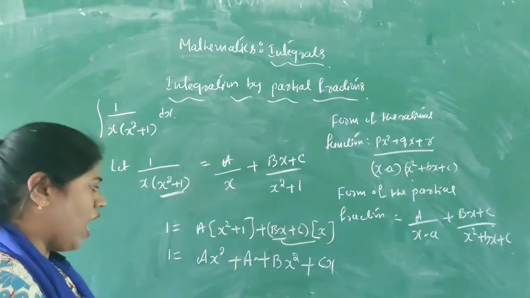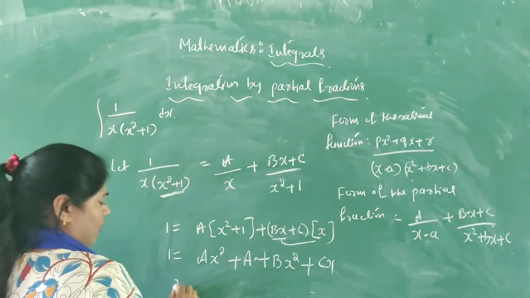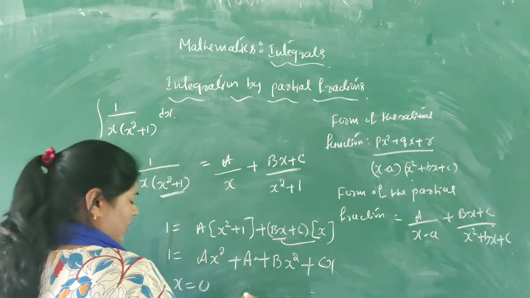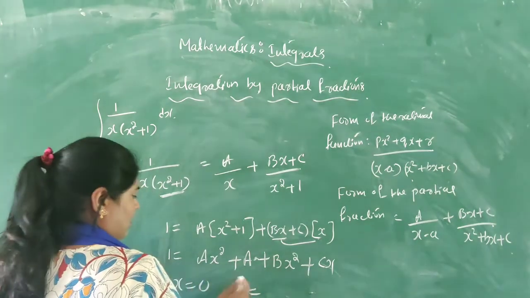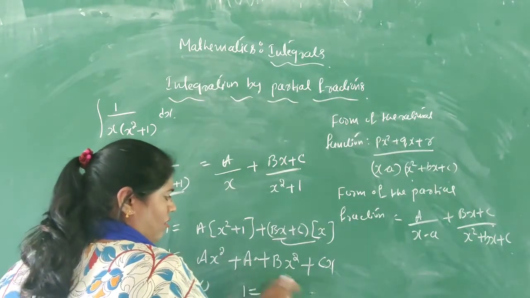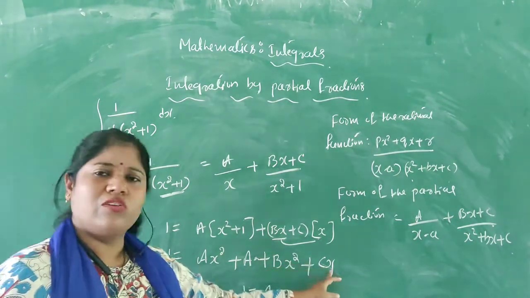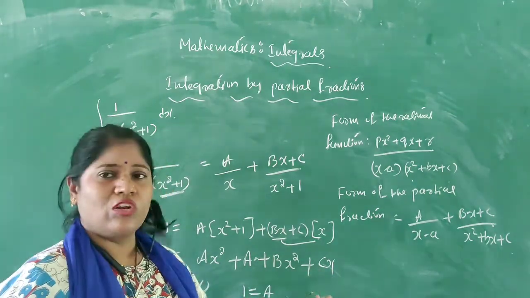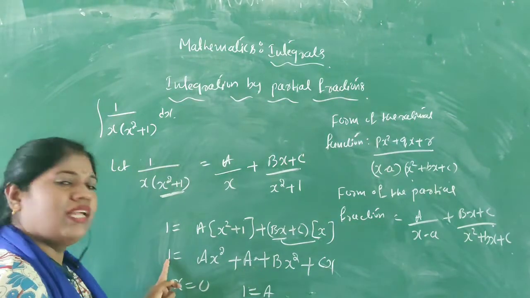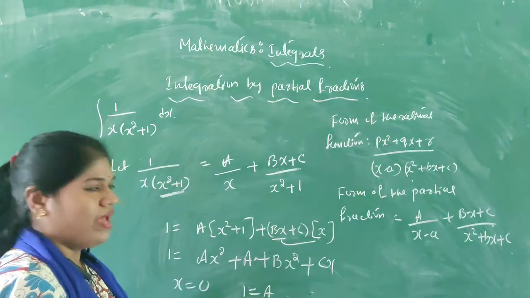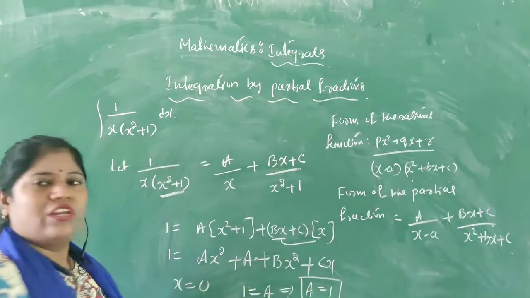After this simplification, if I substitute the value of x equal to 0, then what will it become? In the RHS, if I substitute x equal to 0, all the terms with x are going to vanish, okay? Zero multiplied by any number is 0, here also we get 0, here also we get 0. The LHS constant 1 is there, and in the RHS only A remains, so the value of A is equal to 1. So we have got the value of A.